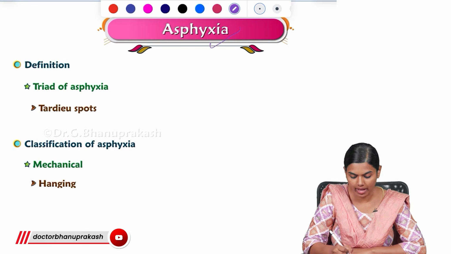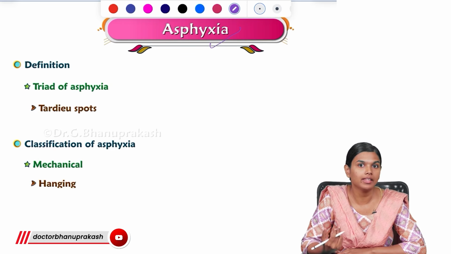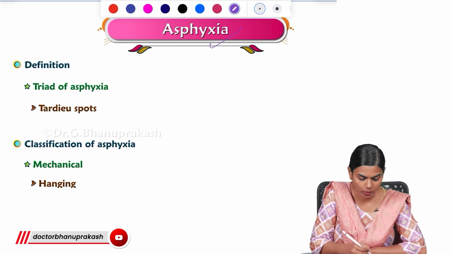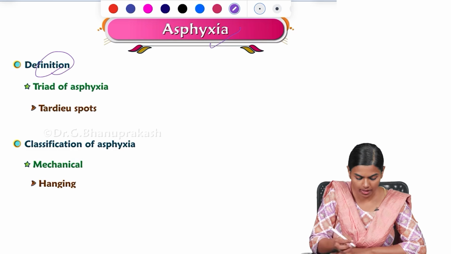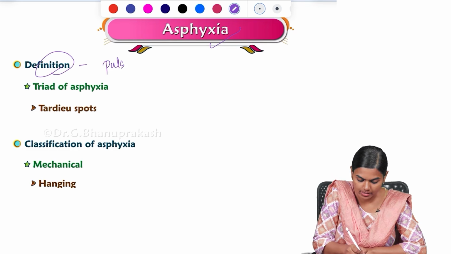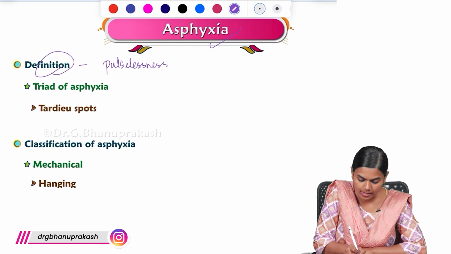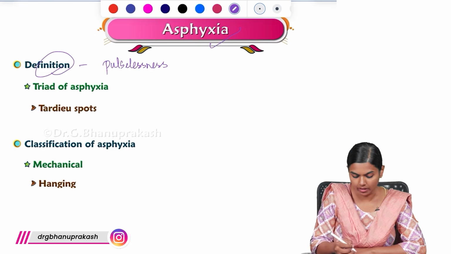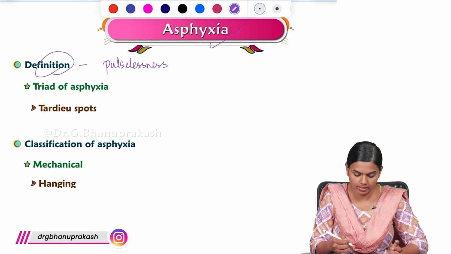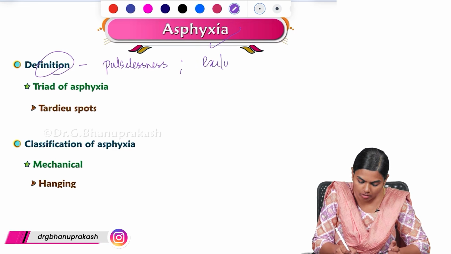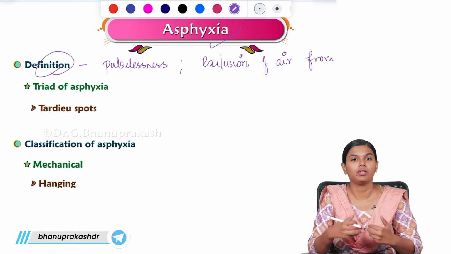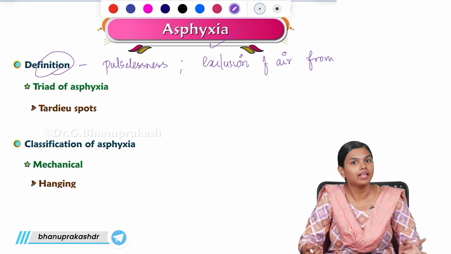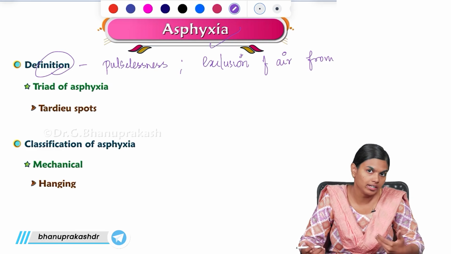When they start with asphyxia, the most important thing the examiner would ask you is the definition of asphyxia. They will start from the basics. Asphyxia literally means pulselessness. What they mean by asphyxia is exclusion of air from lungs. So when there is exclusion of air from lungs, we call it asphyxia.